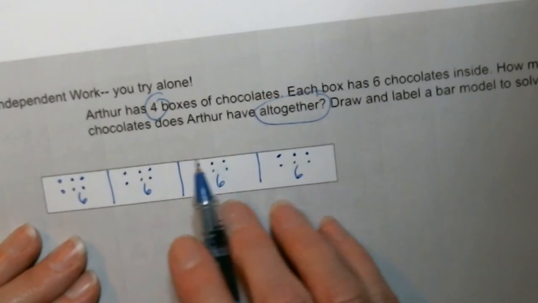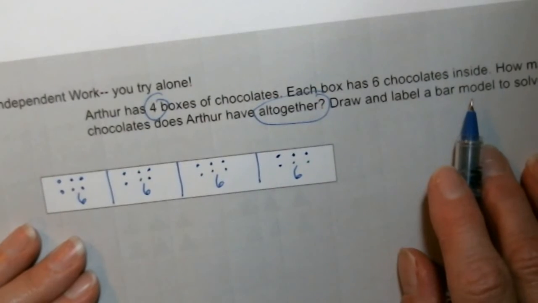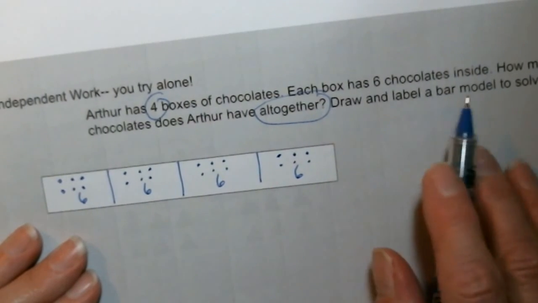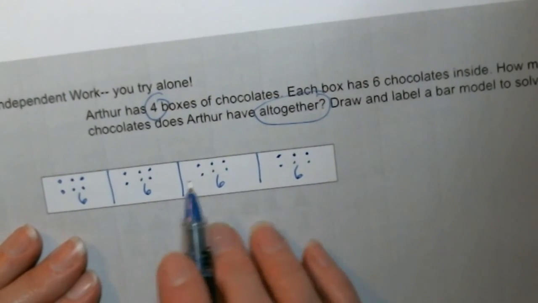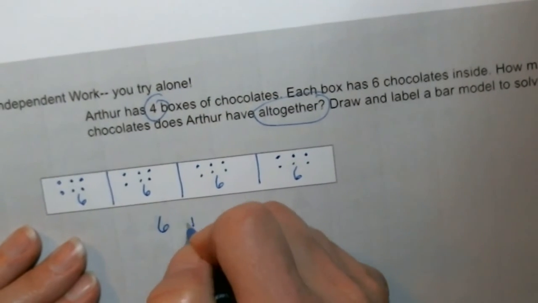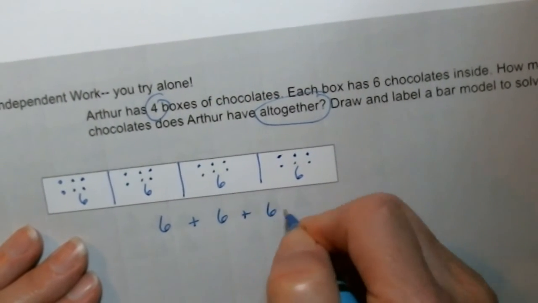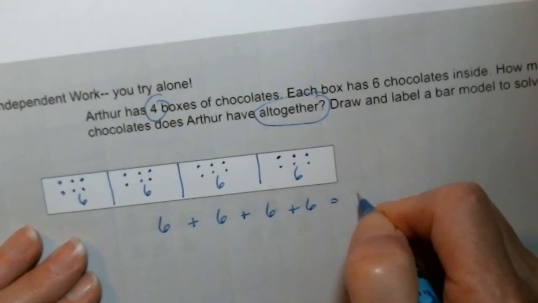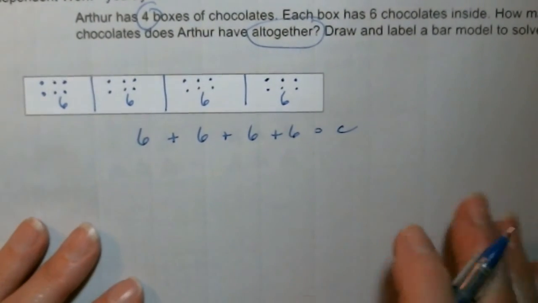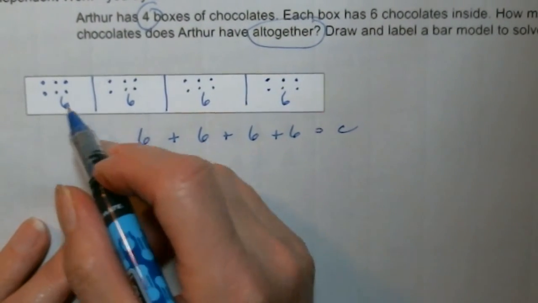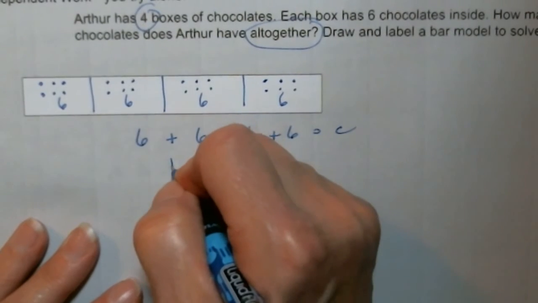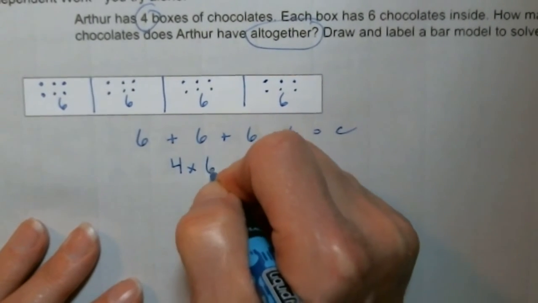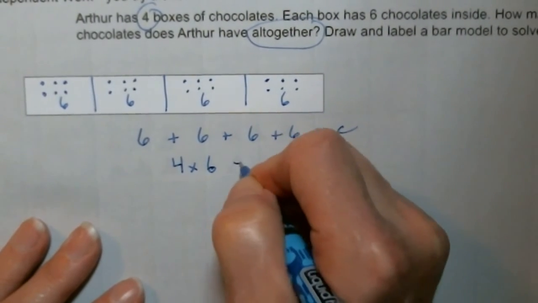And it says, how many chocolates does Arthur have altogether? So draw and label a bar model to solve. What we're going to have to do is either go 6 plus 6 plus 6 plus 6 equals his chocolates, or how many groups of 6? 4 times 6.